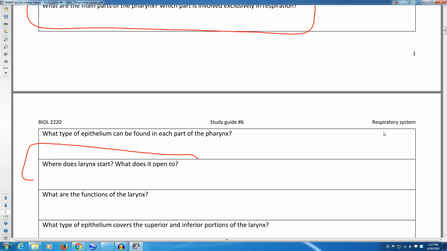Now, larynx. Remember that it starts at the laryngopharynx and opens into the trachea. The functions of the larynx: what are the two main functions of the larynx? Voice production and keeping food and air separate.